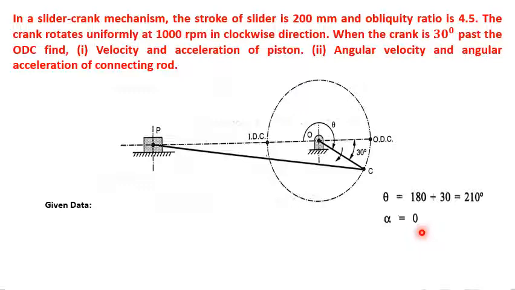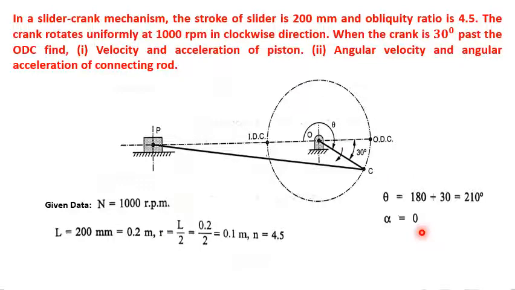So given data are, speed is given, N is equal to 1000 rpm, and L, that is the stroke length, is 200 mm, and using this stroke length we can easily determine the length of the crank. We know the relation, stroke length is equal to 2 times R. R represents the length of the crank, or radius of the crank. So using this relation we can easily determine the R value.